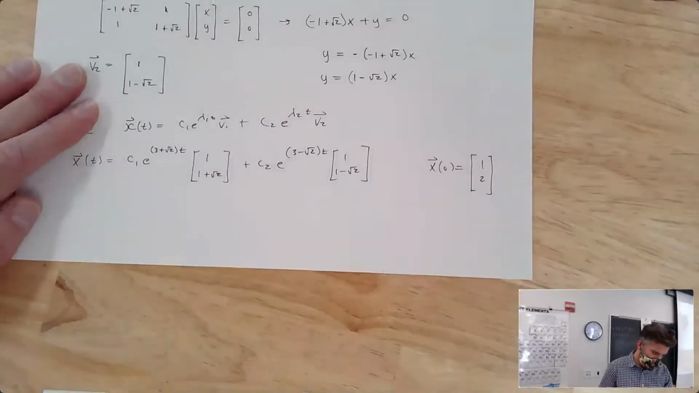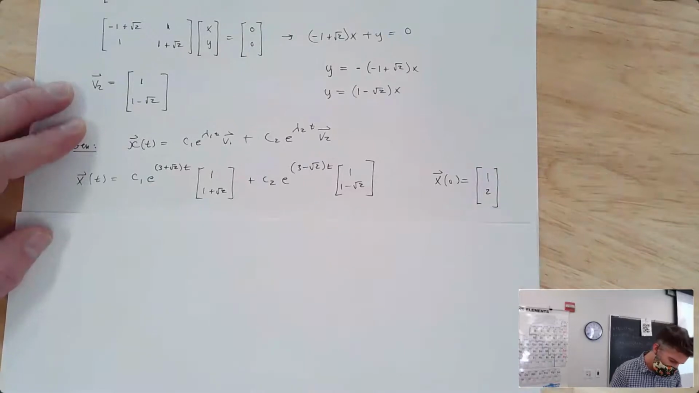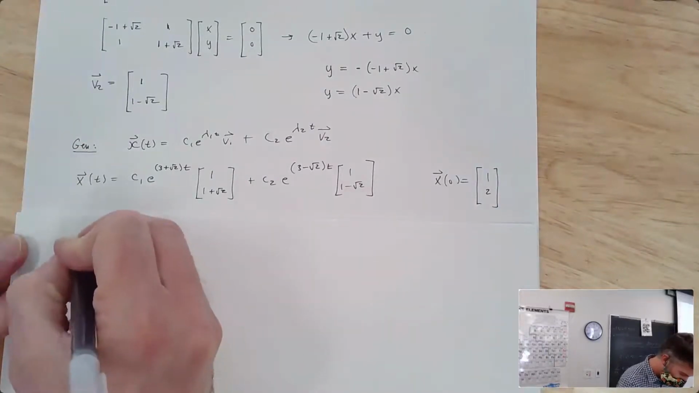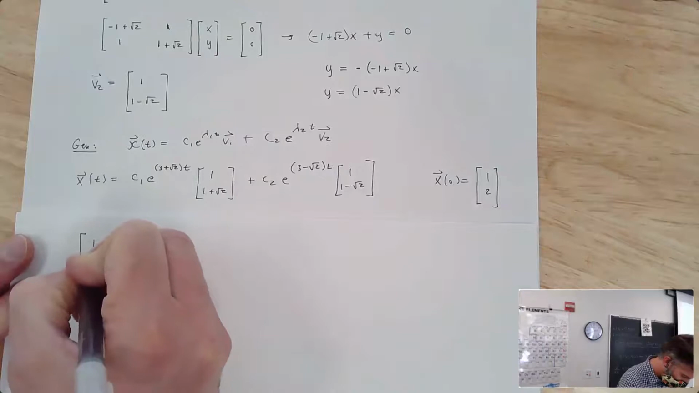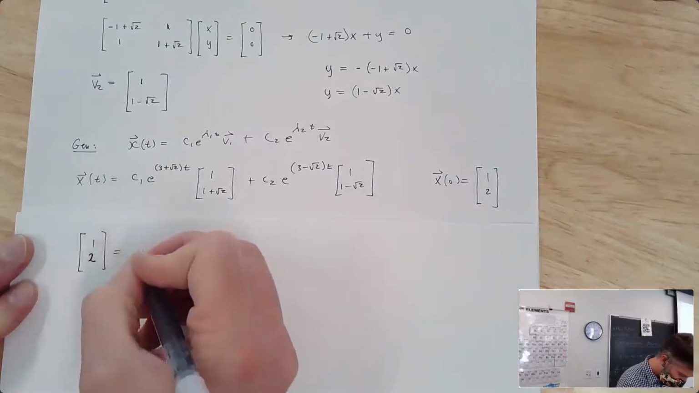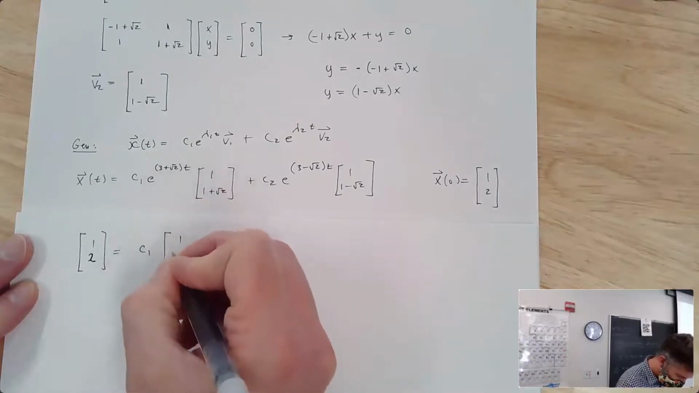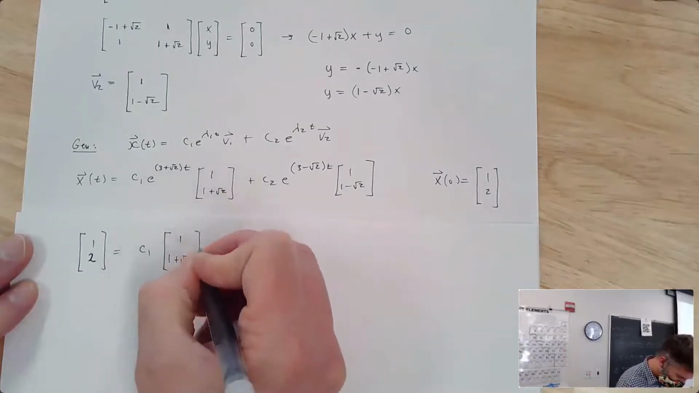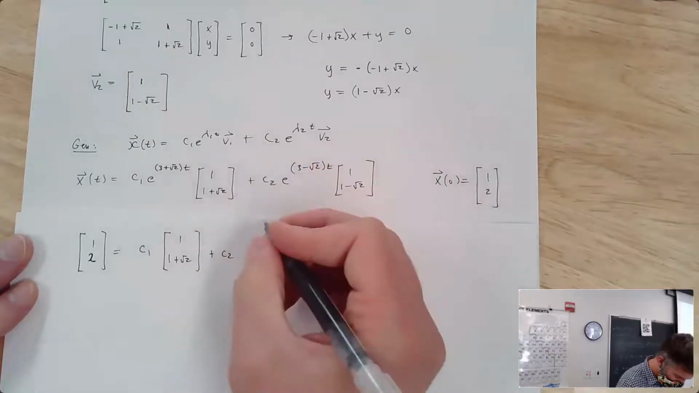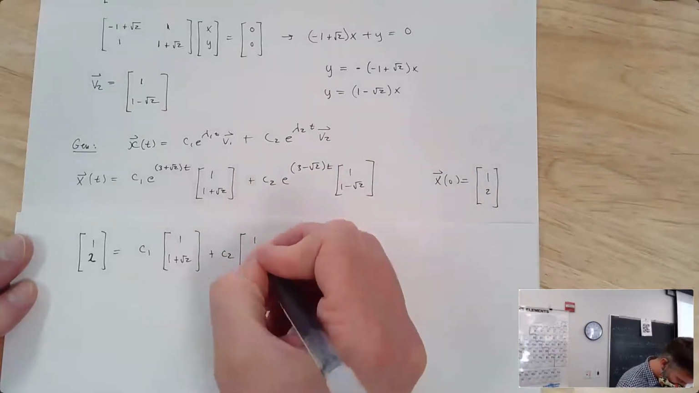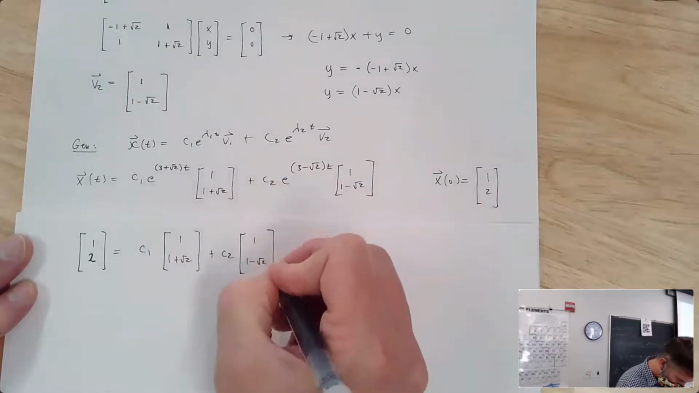So if I plug those in, what do I get? Well, let's see. I get 1, 2 equal to c1 e to the 0 times my vector plus c2 e to the 0 times my vector.